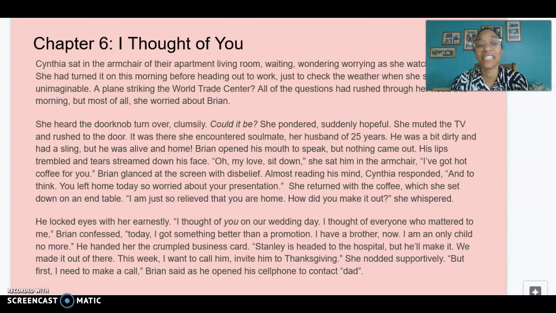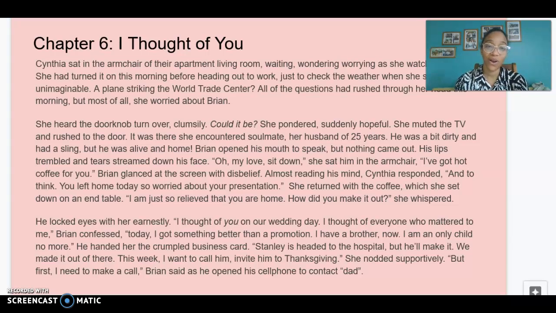"Oh, my love, sit down." She sat him down in the armchair. "I've got coffee for you." Brian glanced at the screen with disbelief. Almost reading his mind, Cynthia responded, "And to think, you left home today so worried about your presentation." She returned with the coffee, which she sat down on the end table. "I'm just so relieved that you're home. How did you make it out?" she whispered. He locked eyes with her earnestly.